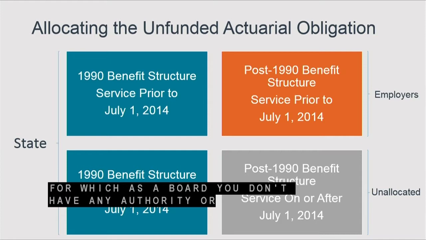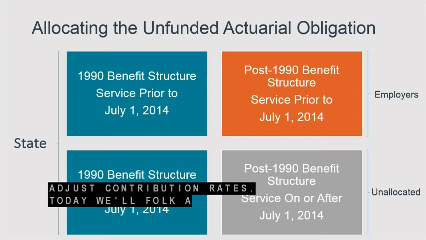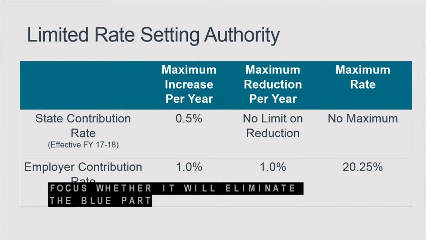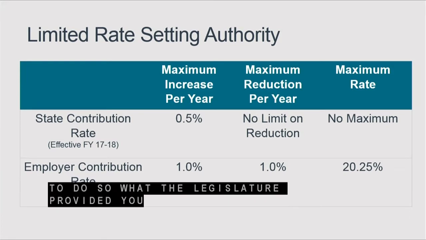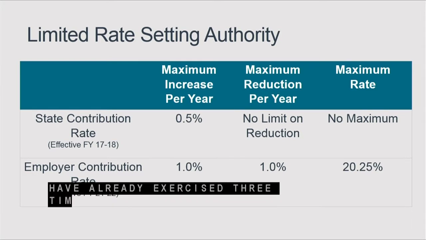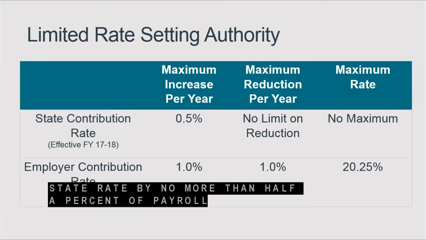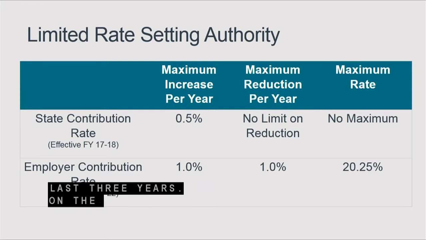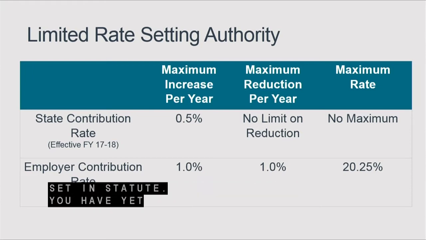So today we're going to focus a lot on whether the ability you have as a board is sufficient to eliminate the blue part, the state, and the orange part, the employers. And to do so, what the legislature provided you is this. To eliminate the state's share of the unfunded liability, the authority you have, which you have already exercised 3 times so far, is to increase the state rate by no more than 0.5% of payroll in a single year. So we've done that already for the last 3 years. On the employer side, we are still on the schedule that was set in statute.